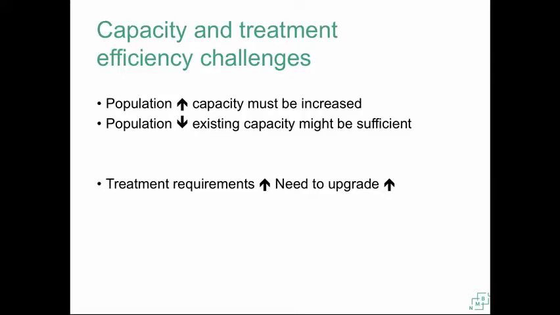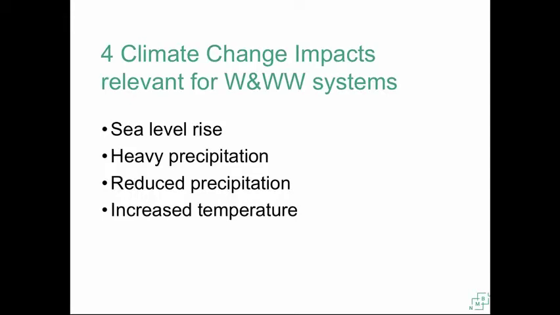The other factor is that the treatment requirements are increasing in general. When the treatment requirements are increasing, there is a need to upgrade, and then there is a cost involved. Again, the cost of upgrading will be higher in colder regions than in warmer regions. Problems related to the cold areas are also quite integrated with the climate change impacts. It makes things worse or more complicated.